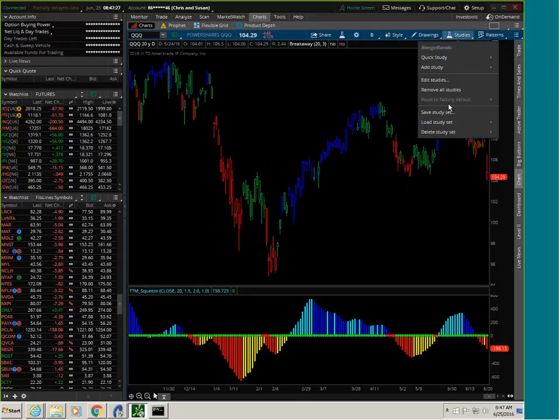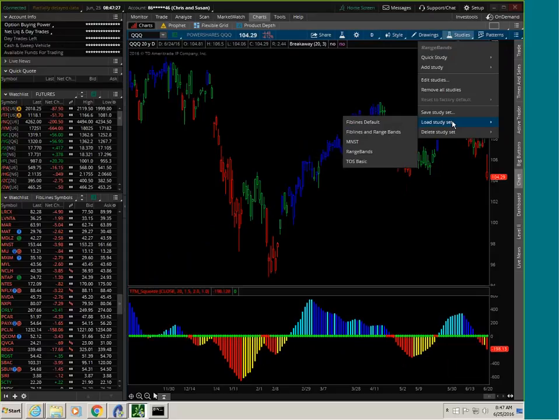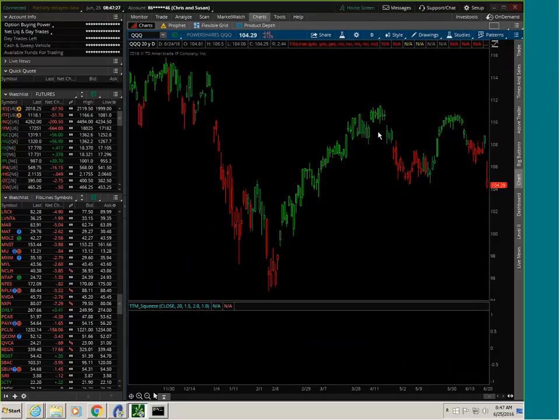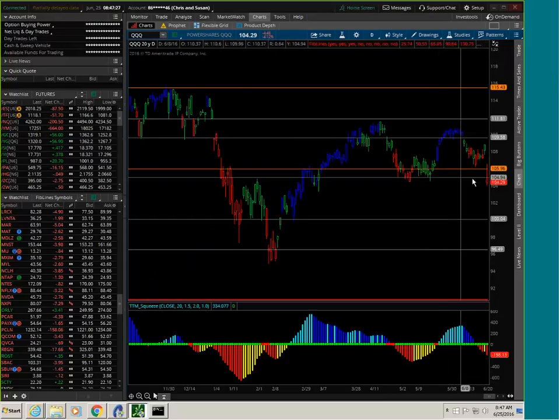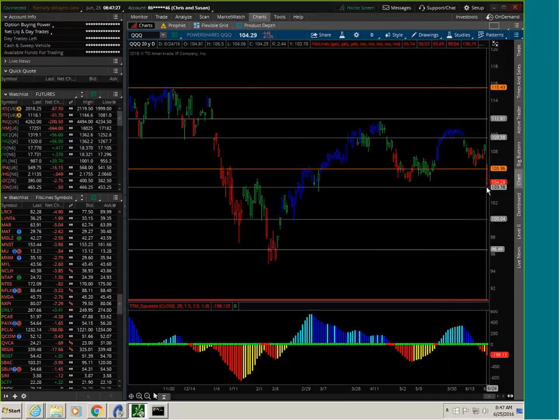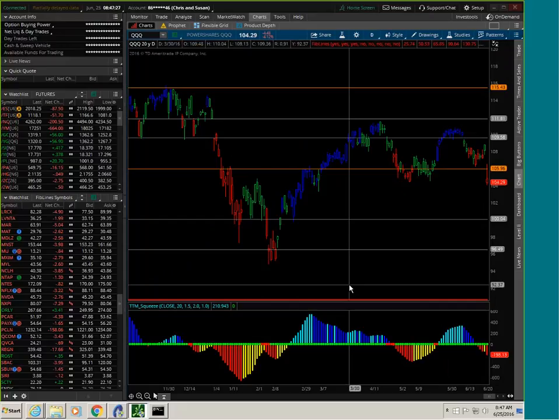Okay, the other indicator I have is called FibLines, and that is a support and resistance indicator that draws horizontal lines on the chart at likely areas of support and resistance. I like to use the FibLines and the range bands together because they complement each other nicely. The range bands do a good job of identifying a trend, and the FibLines do a good job identifying support and resistance levels. So I'll talk about where to get those indicators at the end of the presentation.